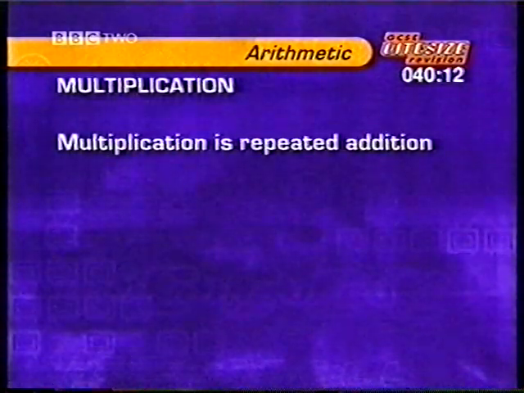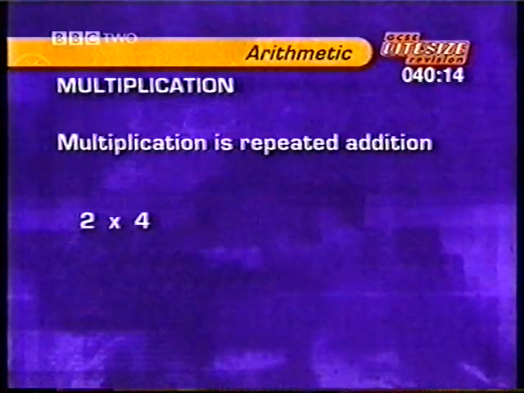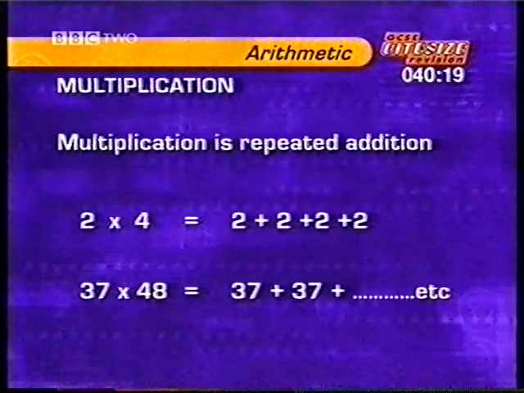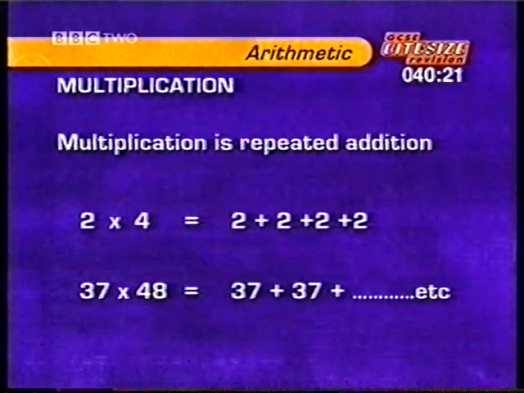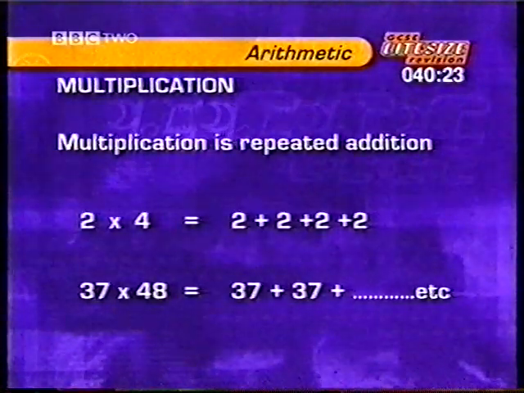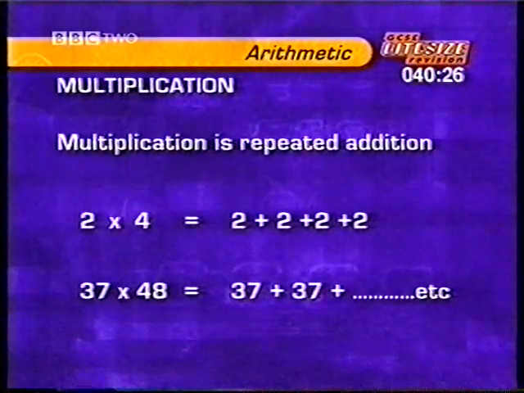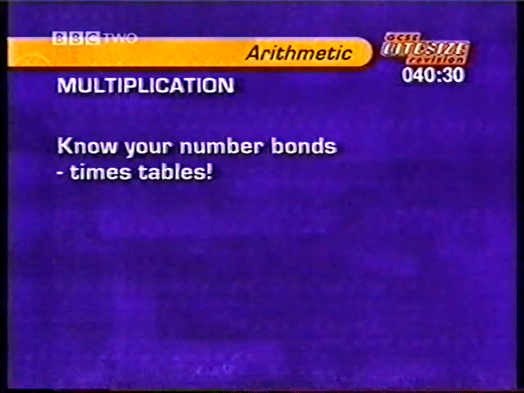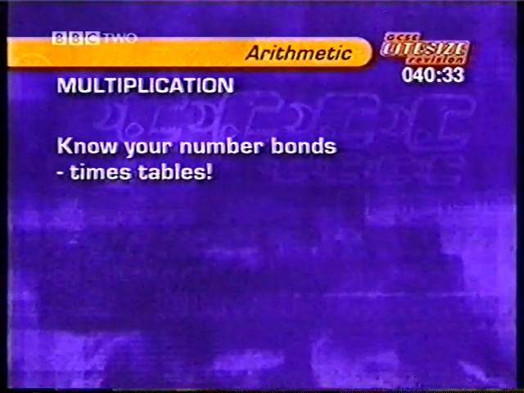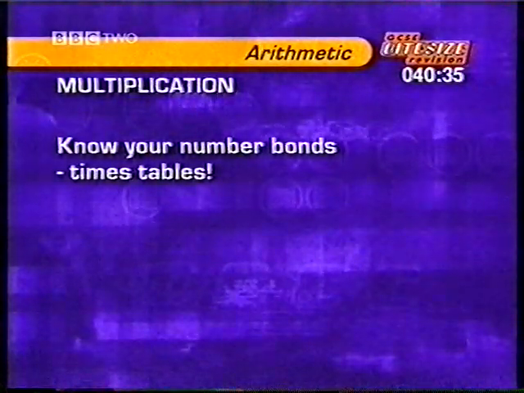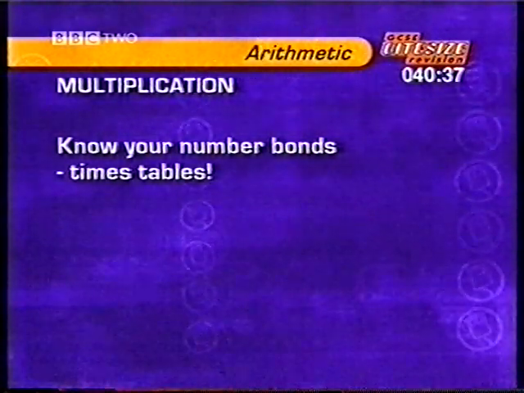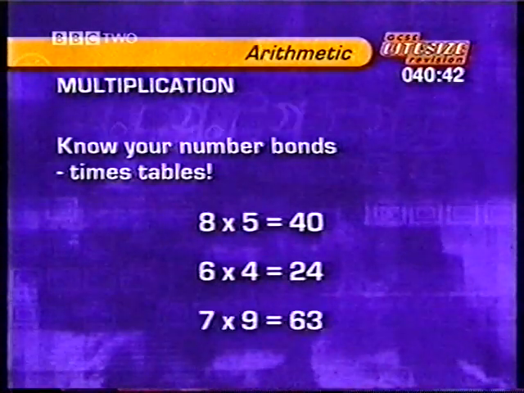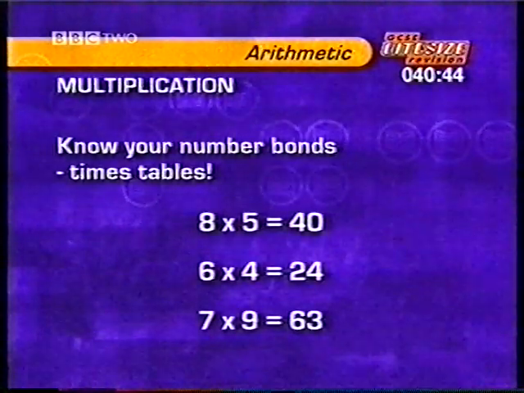Multiplication is repeated addition. 2 multiplied by 4 is 2 added together 4 times. 37 times 48 is 37 added together 48 times. This would take a long time, so multiplication is a quick way of doing it. Knowing your number bonds, better known as your times tables, for single-digit numbers up to 10, will allow you to do many multiplications in your head without working them out each time. Such as 8 times 5 equals 40, 6 times 4 equals 24, or 7 times 9 equals 63.